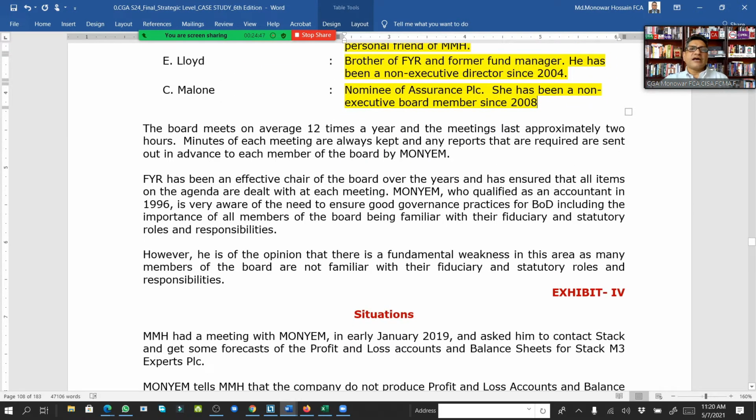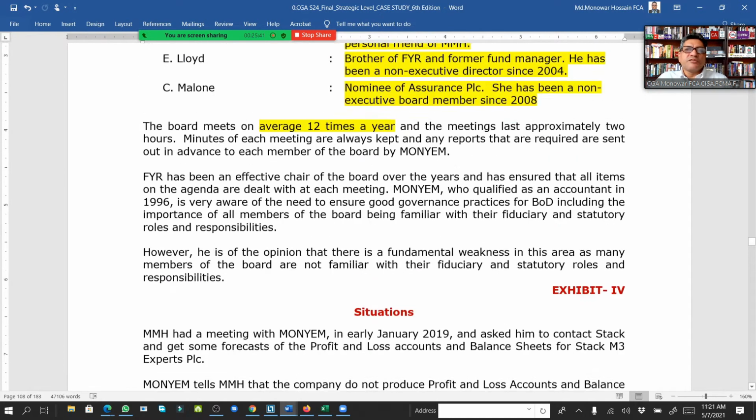The board met an average of 12 meetings per year. In our country we have rules as per the Companies Act 1994: at least every 3 months a board meeting should be held. We know there are different types of companies that do not hold board meetings, but as per the company's law we have to hold board meetings on a regular basis, and sometimes more. Based on the company's work volume, the number of board meetings can change.